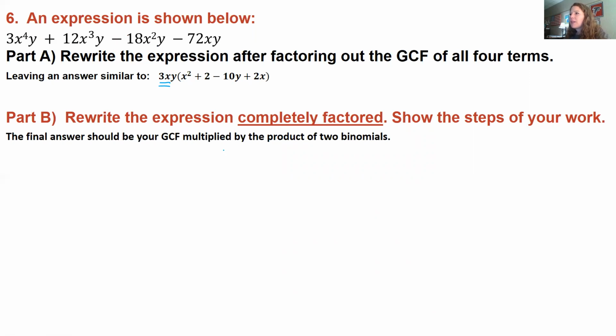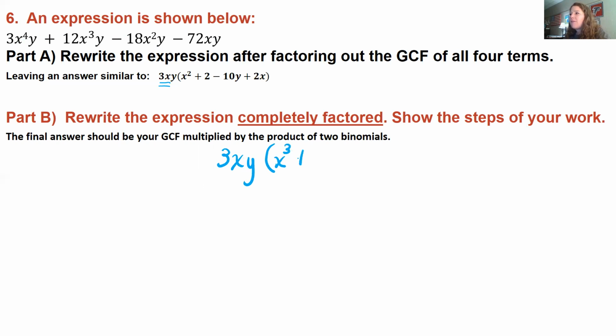Let me just write this right here. All right, well, how many x's can I pull out of all 4 terms? Well, only 1 x in all 4 terms, and the same thing with the y's, only 1 y. So I'm going to factor out 3xy from each term. So 3 divided by 3 is 1. X to the 4th divided by x to the 1st is x to the 3rd. And then I pulled out the y.